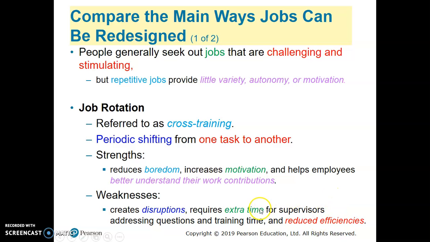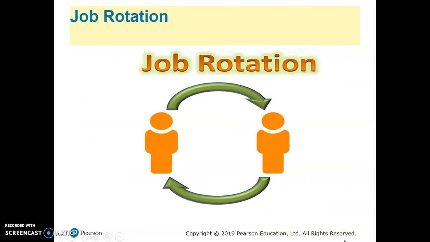This also can reduce efficiency because they have to be moved to another department. They don't even become expert in the area. They have to move to the other department. So this is one of the problems: reduced efficiency.